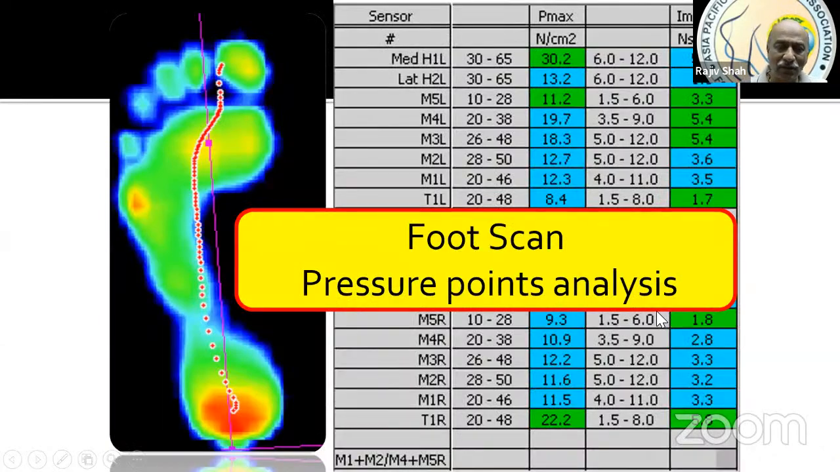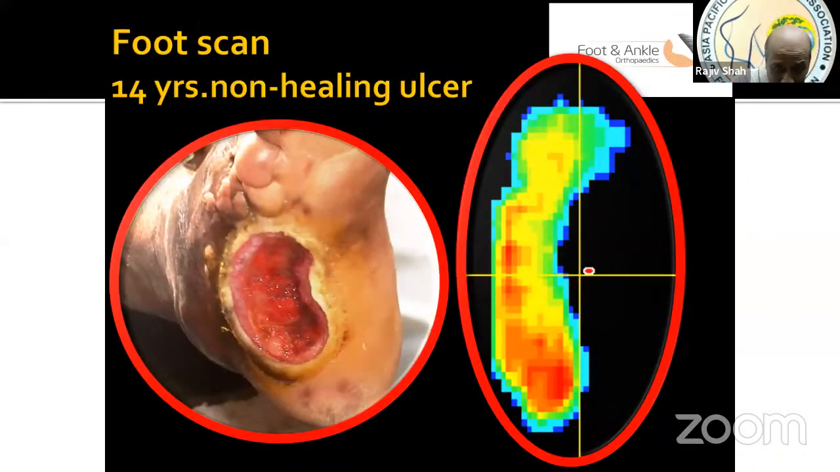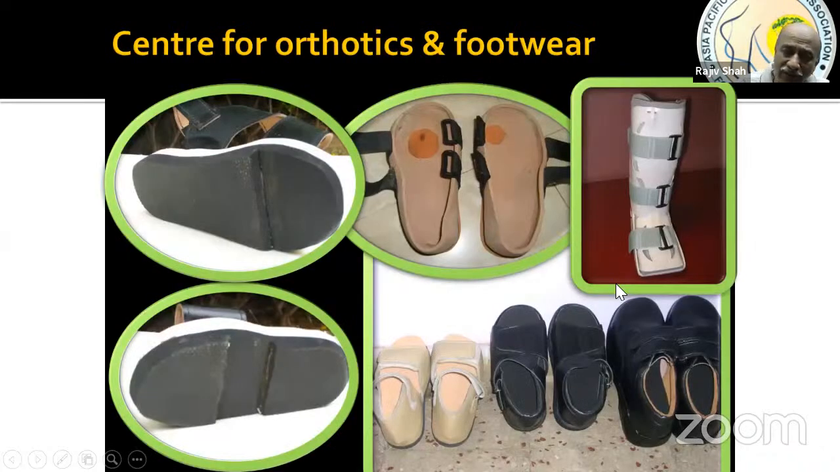So high pressure zone, various foot pressure and point analysis is being done by this foot scan. And then somebody was asking, how did you take the foot scan? And this is the same patient. We're asking him to walk and stand over the foot plate and you depict the pressure area. So he has more pressure onto the lateral border of the foot, and this is what you need to surgically offload.